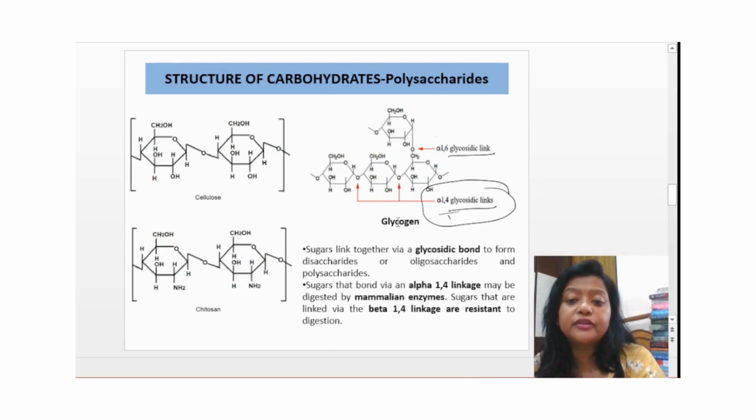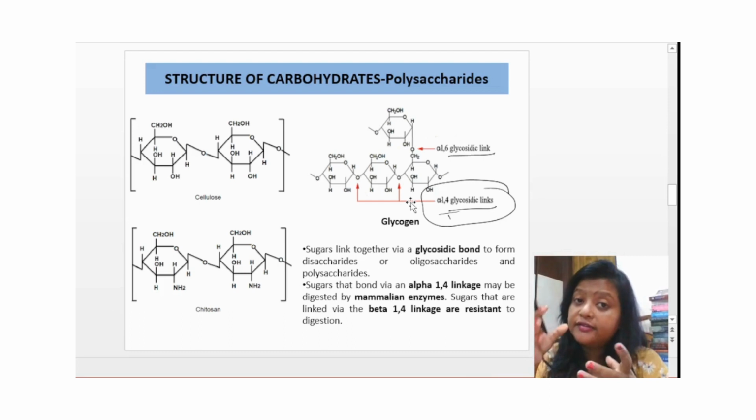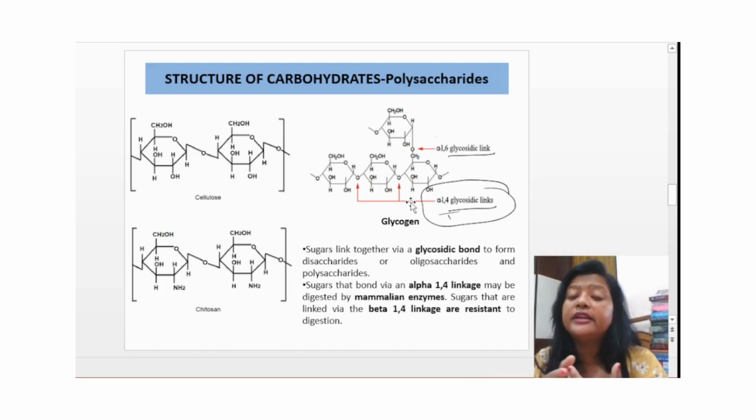Remember one thing, glycogen in the human body is present in the muscles and liver. So humans contain glycogen in muscles and liver. This sugar is stored inside the human body in the form of glycogen, and you know that in plants it is stored in the form of starch. Remember that in plants it's stored as starch and cellulose, and in humans it's stored as glycogen. And they are polysaccharides.